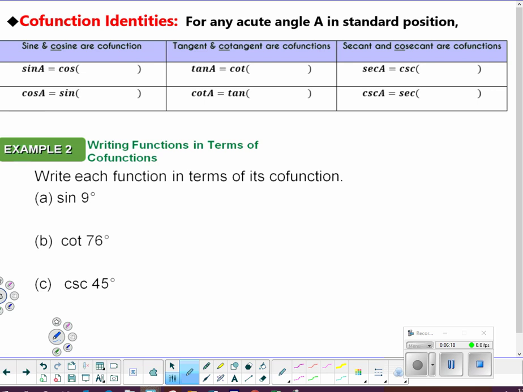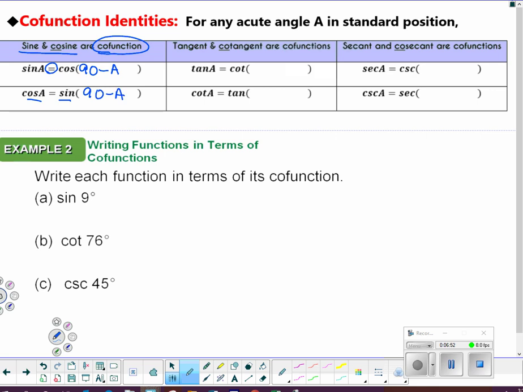Cofunctions. For any acute angle A in standard position, sine and cosine are called cofunctions. So this is where it starts getting a little confusing because we've had reciprocal functions and now we're picking up cofunctions. So I would know that sine of A is equal to the cosine of 90 minus angle A. And likewise, cosine of A is equal to sine of 90 minus A.